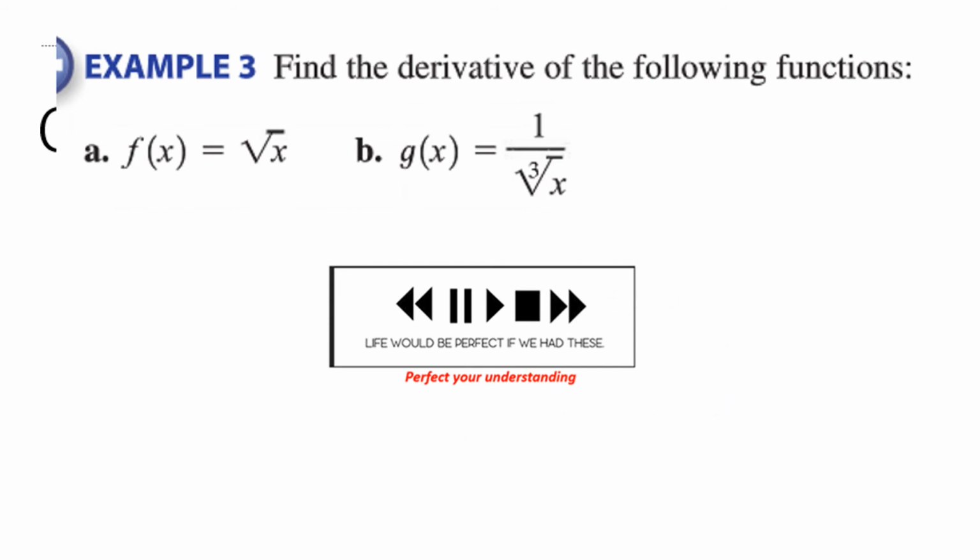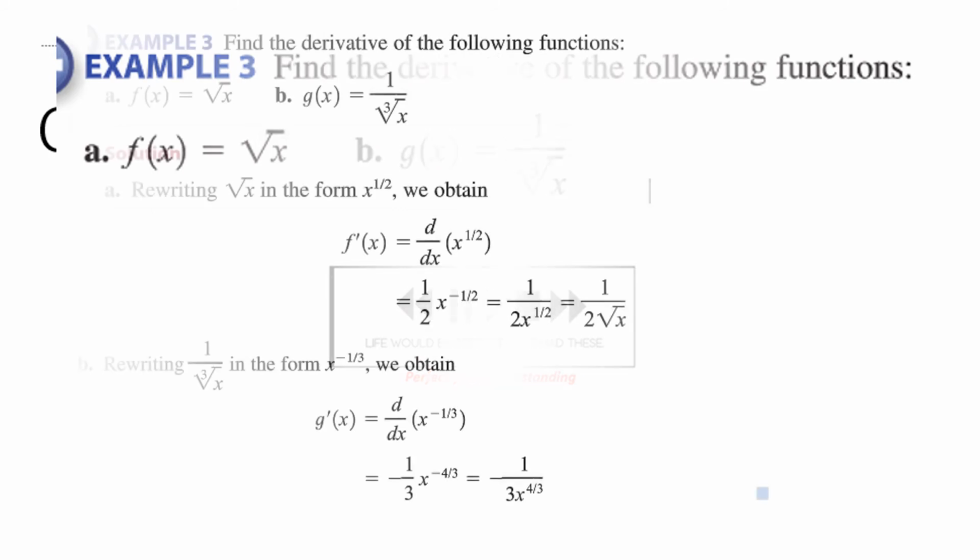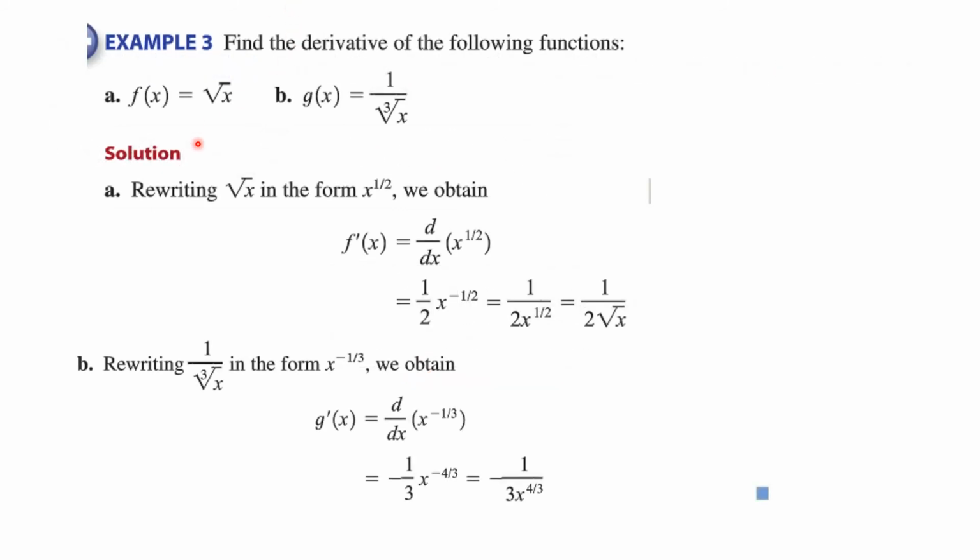Let's see how you did. So we're finding the derivatives of these. Now the square root of x is x to the 1/2. So this is going to be 1/2 x, and we subtract 1 from 1/2, we get minus 1/2. And x to the minus 1/2 is 1 over the square root of x. And so we could write it this way or this way.